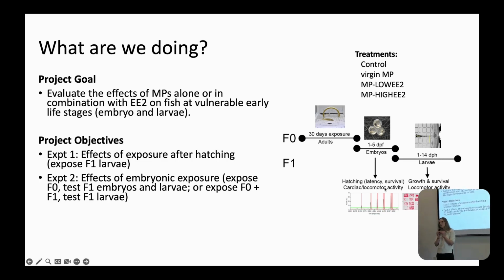In our second experiment, we looked at what the effects were if we exposed the adults, the parental generation, the F0 generation, and then looked at what the downstream effects were on embryos and larvae. And so we had 4 treatments associated with this project: a control treatment, a virgin microplastic treatment, and then microplastics associated with either a low or a high environmentally relevant concentration of EE2.